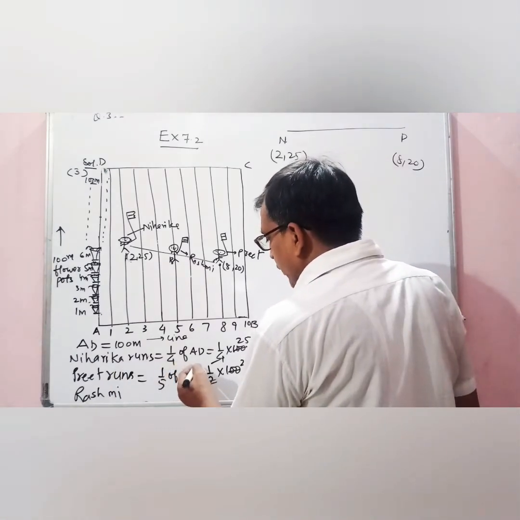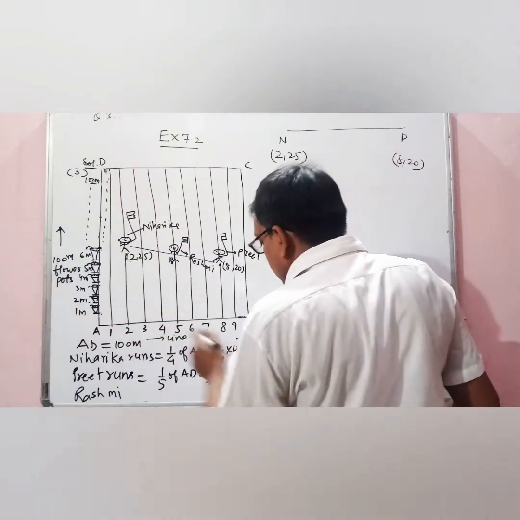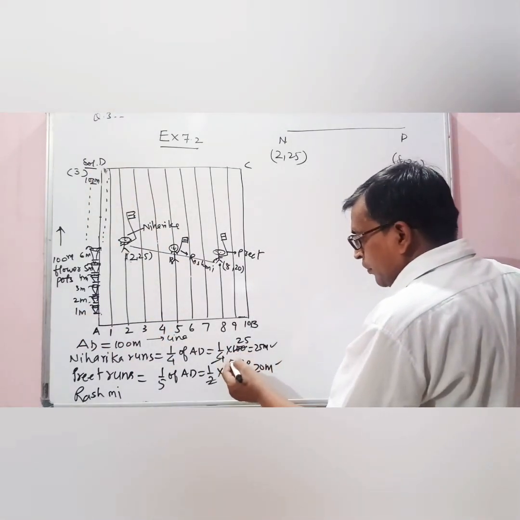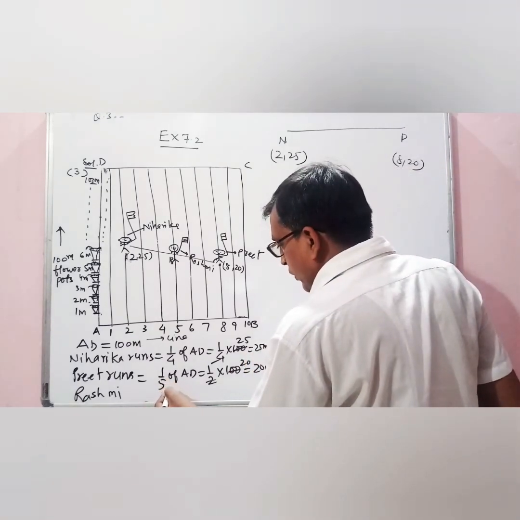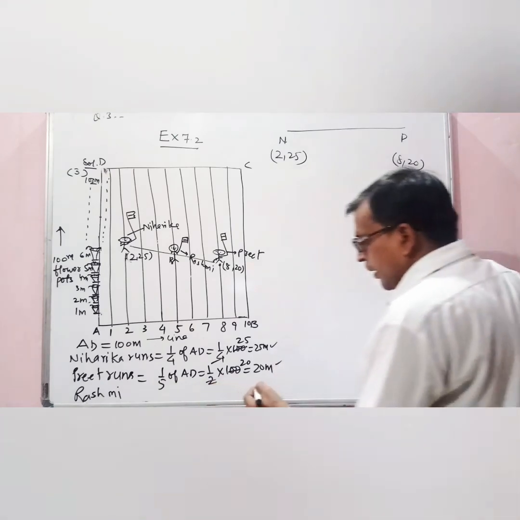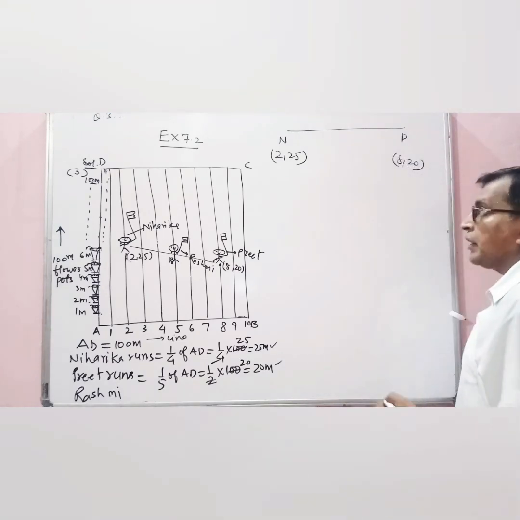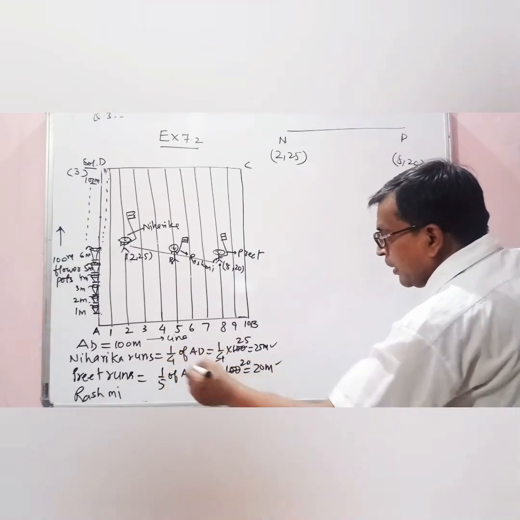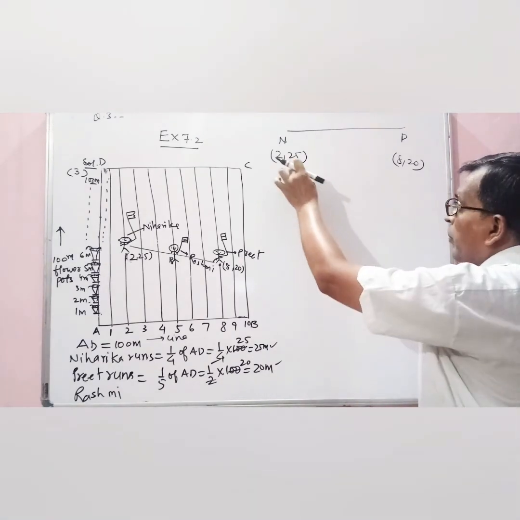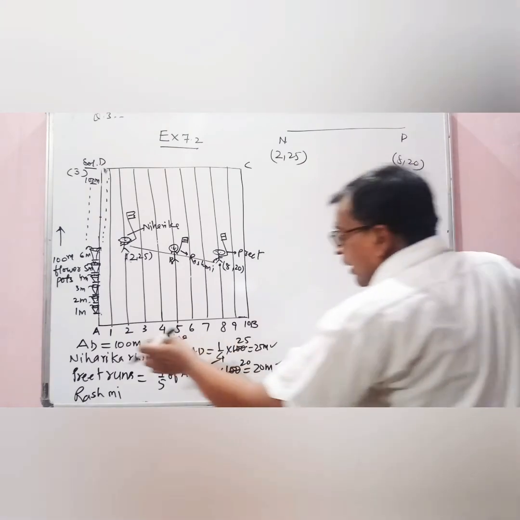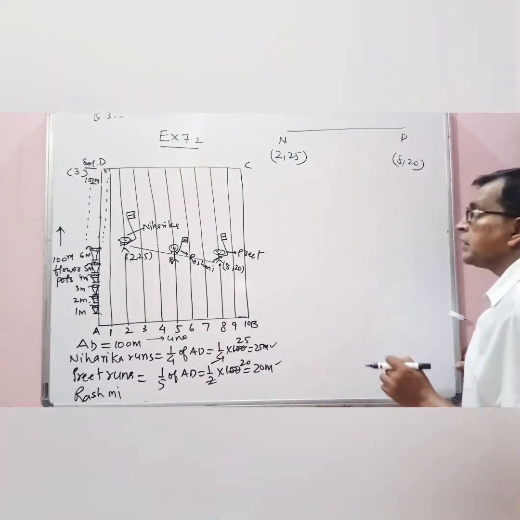Niharika ran 1/4 of AD: 1 upon 4 into AD distance, which is given as 100, then 100 divided by 4 is 25 meter. Preet ran 1/5 of AD: 1 upon 5 into 100 is 20 meter. Now the question asks to find the distance between Niharika and Preet. Using the distance formula, we take the points 2 comma 25 and 8 comma 20. At the second row, 25 meter distance, at the 8th row, 20 meter distance.